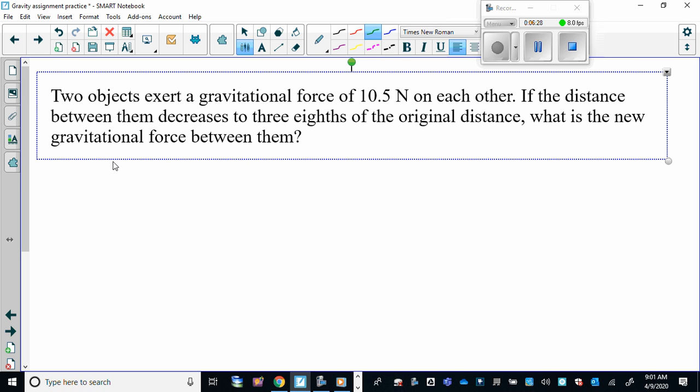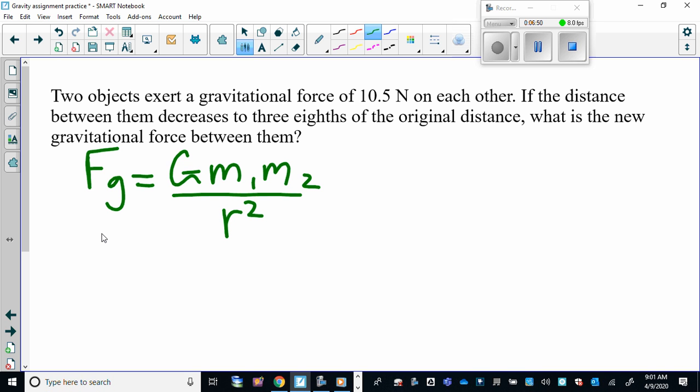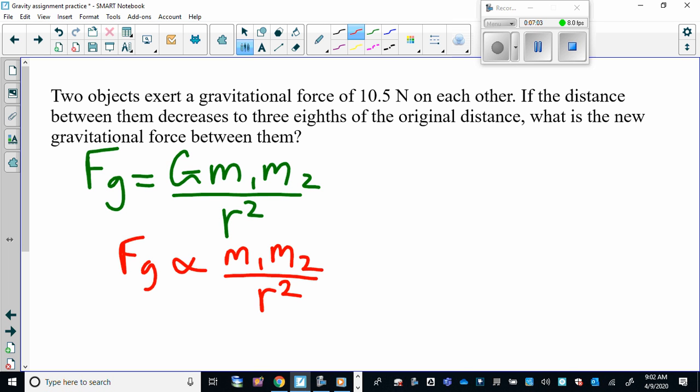Okay, question number 3. Two objects exert a gravitational force of 10.5 newtons on each other. If the distance between them decreases to 3/8 of the original distance, what is the new gravitational force between them? This is very similar to the previous question, except now we're dealing with the formula for the gravitational force between two objects. And yet again, it's more important that you know that the gravitational force is directly proportional to the product of the masses and inversely proportional to the radius squared.